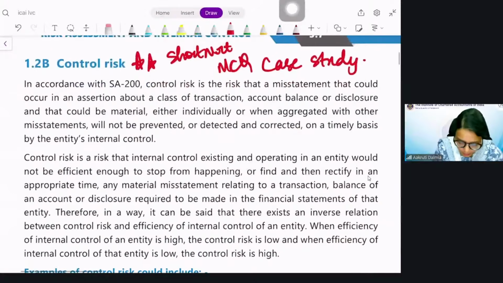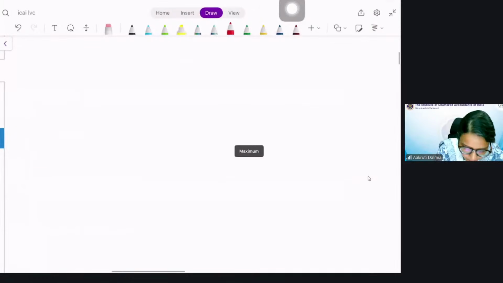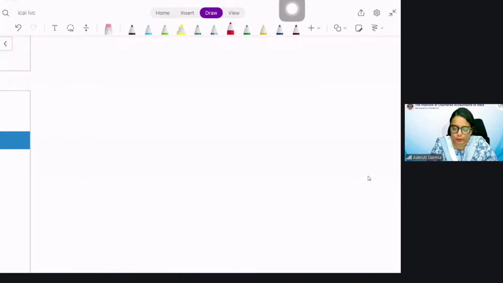Control risk, pay attention here quickly. Meaning, I have already explained to you. Now let me just explain to you technically. So control risk is a risk.